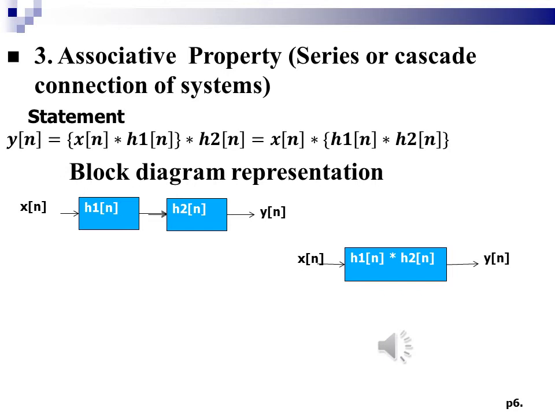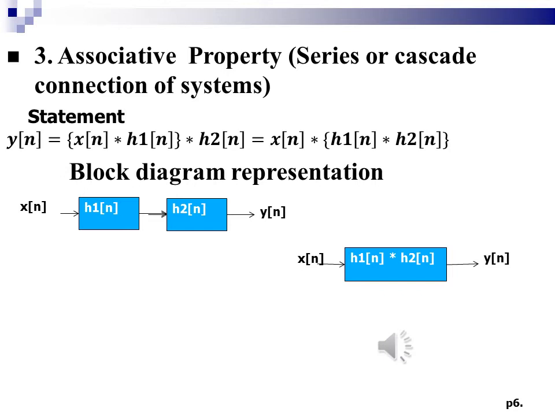x of n convolved with h1 of n. So this is the output of the first system, that will act as an input to the second system. Therefore, x of n convolved with h1 of n, this whole term will get convolved with the second system impulse response, that is h2 of n. So the statement I have: y of n is equal to x of n convolved with h1 of n, this whole is convolved with h2 of n.